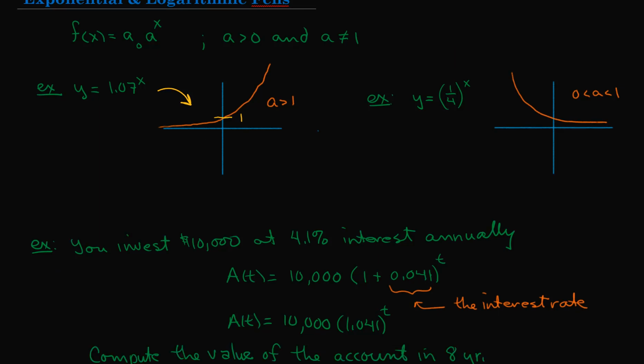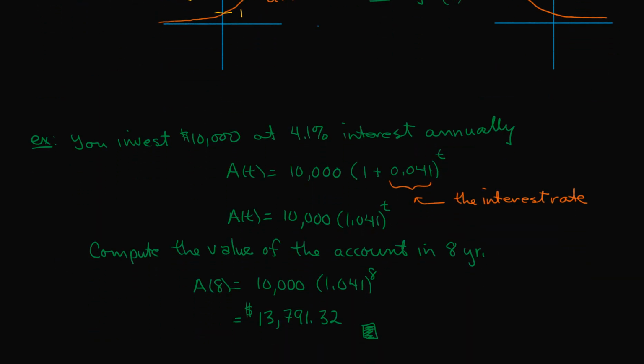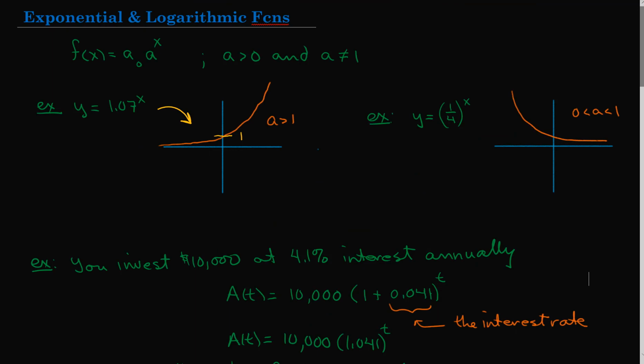Let's take a look at a first example here of a situation where an exponential function is typically used, and it's something you'll be familiar with. This is the case where you have interest being compounded.